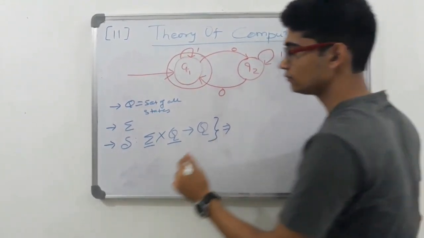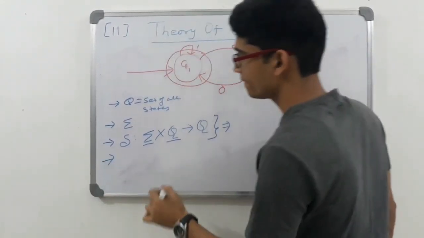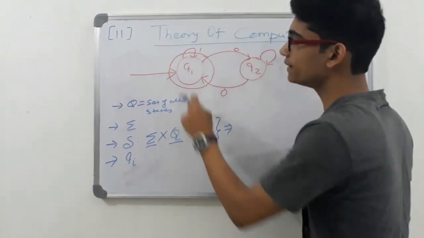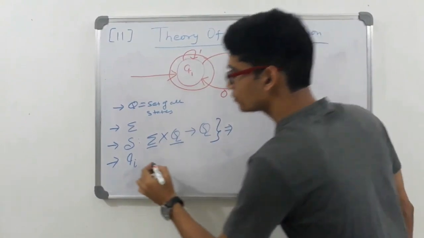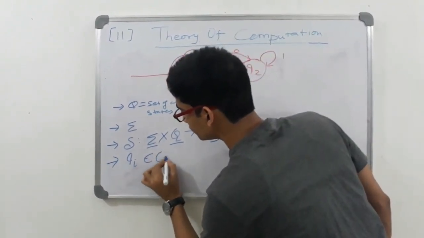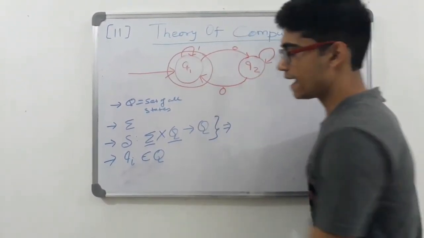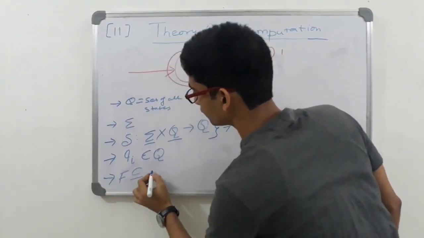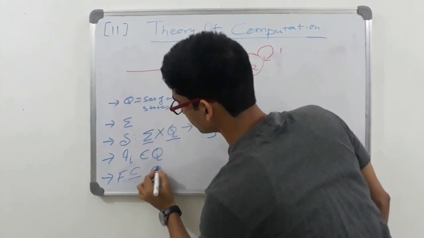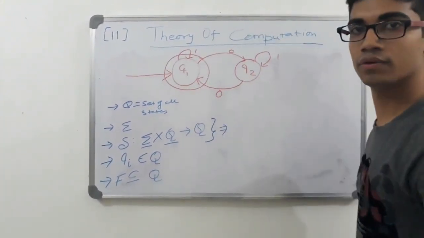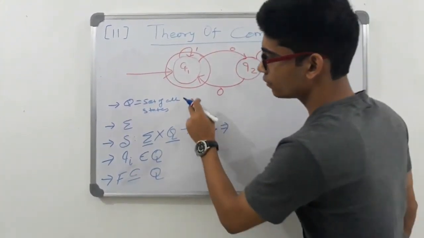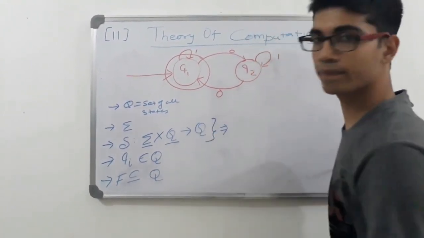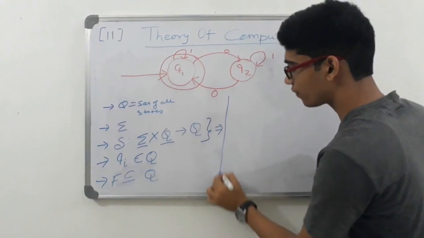Again, we have an initial state. Say qi is termed as the initial state. In this case q1 is the initial state, so qi belongs to Q. And we have a set of final states F, which is a subset of Q, isn't it? So we have 1, 2, 3, 4 and 5. This is what we call a 5-tuple machine.